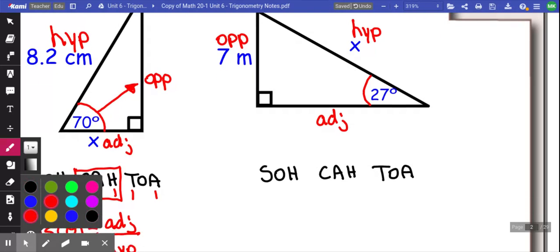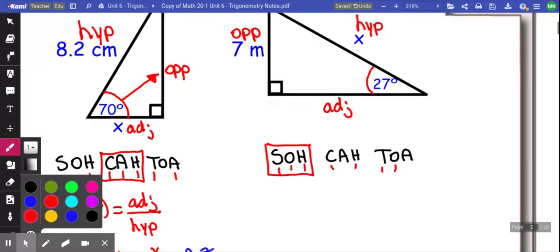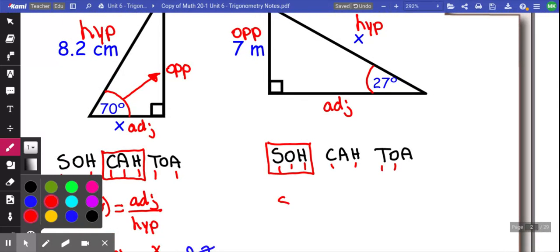I then put check marks underneath the side I know. I know my O and I want to know my H. So I put check marks under O and H. That means sine is the one that I want to use. My formula for sine is O divided by H, which would be opposite divided by hypotenuse.